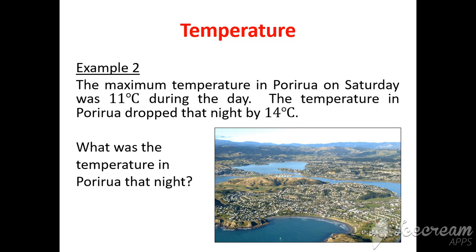All right, here's example two. The maximum temperature in Porirua on Saturday was 11 degrees Celsius during the day. The temperature in Porirua dropped that night by 14 degrees Celsius. Now, dropped means to go down. So we're going to work out the temperature in Porirua that night. If we have 11 during the day and we went down by 14, we're just going to go 11 take away 14, and that gives a temperature of -3 degrees Celsius at night time.